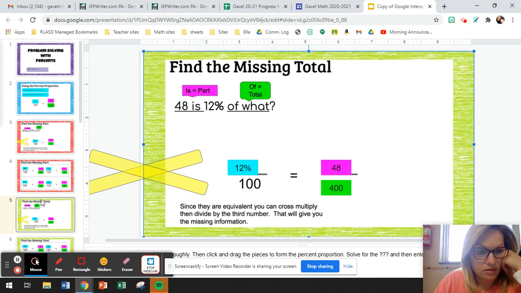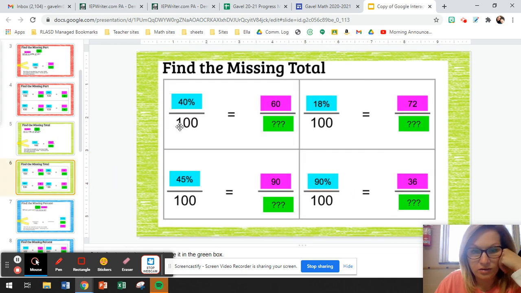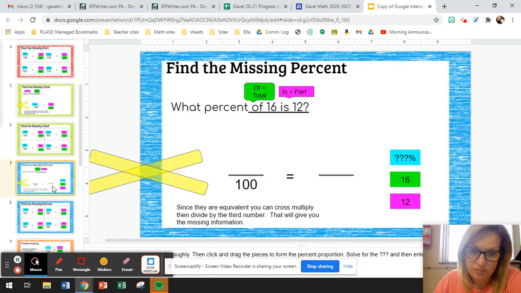And go ahead and try it in here. You're going to do the same. 60 times 100 divided by 40. 72 times 100 divided by 18. 90 times 100 divided by 45. 36 times 100 divided by 90. And this will be the same. It's just you're finding the percent.